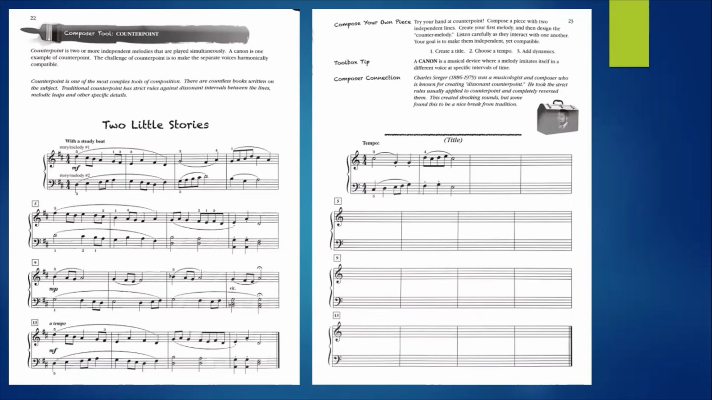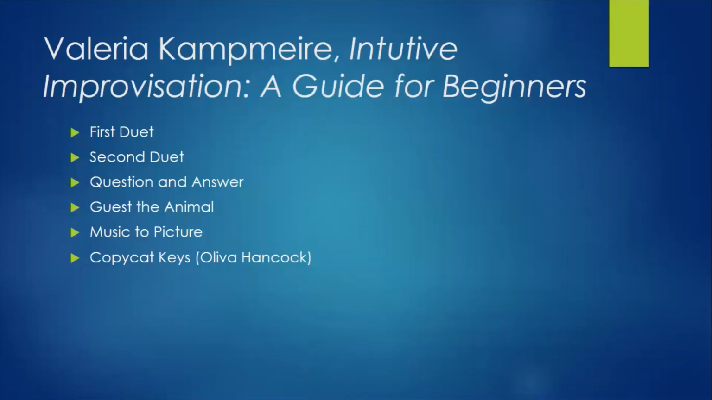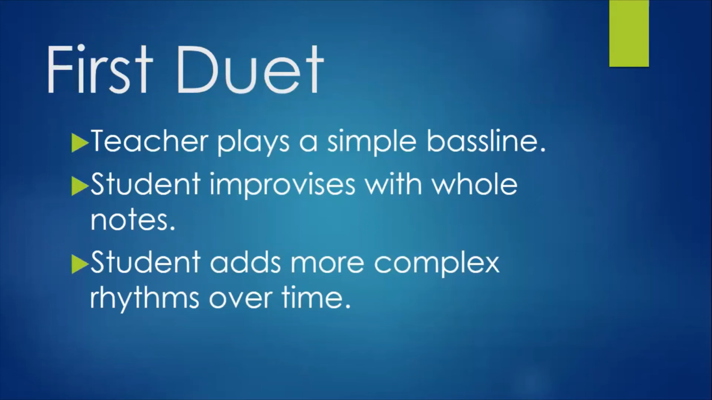Apart from these methods, what activities could we do with our students? An article by Valeria Kampmeyer called Intuitive Improvisation, A Guide for Beginners. She writes about 5 games that she has created and used with her students. First, duet: it's suggested for the teacher to pick a key and a simple bassline like Canon by Pachelbel to play. The student improvises on that bassline with whole notes until they're comfortable. After that, they can start using quarter notes and eighth notes, then integrating rests. Once the student is confident, they can start combining different rhythms, which leads to the creation of melodies. Therefore, students will learn the process of composition through improvisation and experimenting.